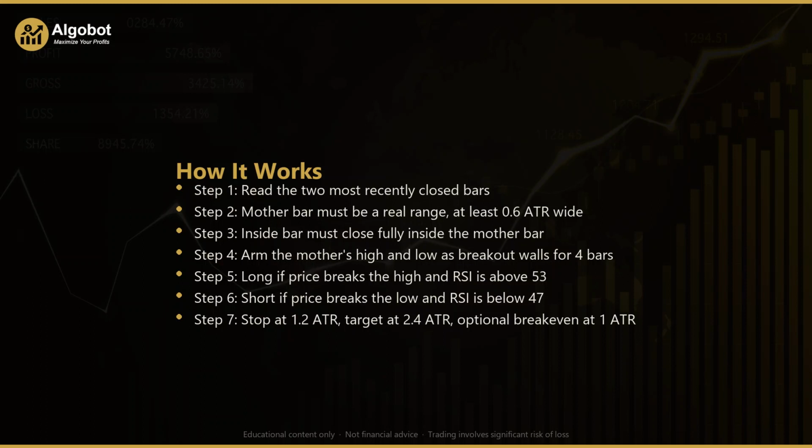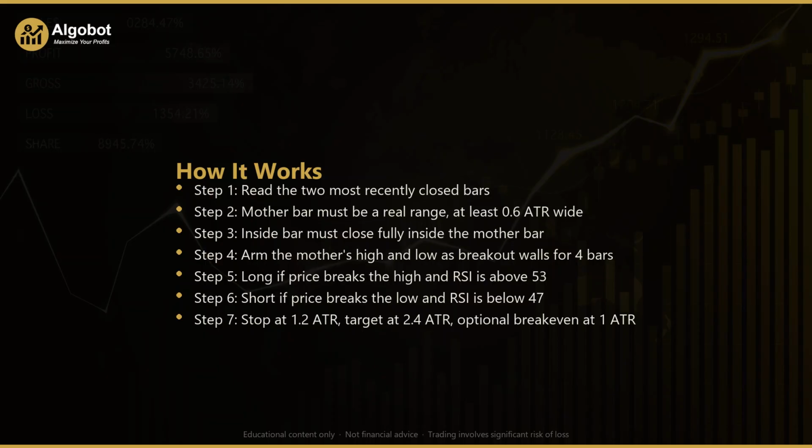On every newly closed bar, the strategy looks at the two most recent finished candles. The older of the two is the mother bar, and the strategy first checks that it's a genuine range and not a tiny indecision candle. It does this by requiring the mother bar's height to be at least 0.6 times the current ATR. That filter, called the minimum mother ATR multiple, keeps the strategy from arming on flat, meaningless bars.